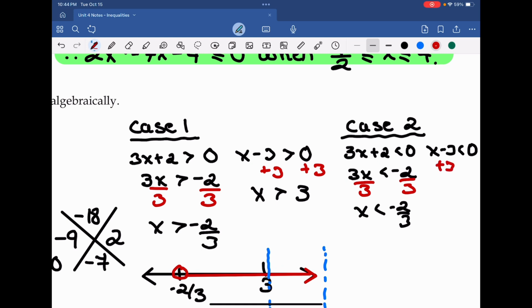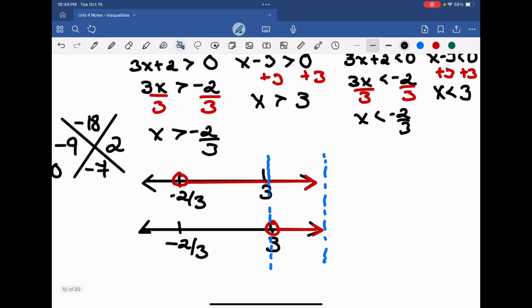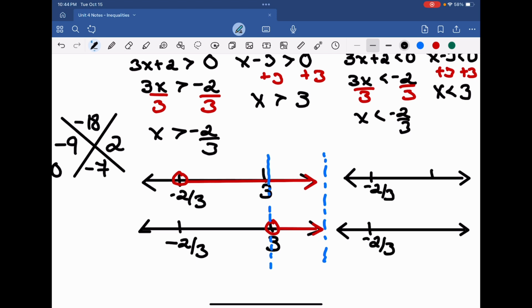For our second inequality, I'm going to add 3 across just as we've done. This is going to give us x is less than positive 3, and now we want to draw it out on the 2 number lines as we've done before. So here's the 1 number line, and then here is our other number line. We're going to make sure we fill in our values. So this is negative 2 over 3, negative 2 over 3. This is where it is positive 3 and positive 3.